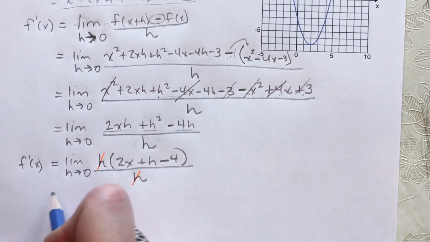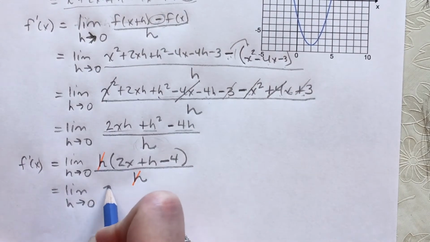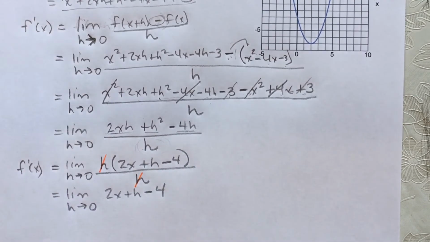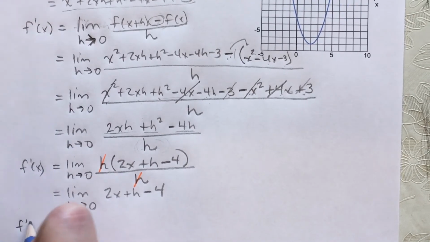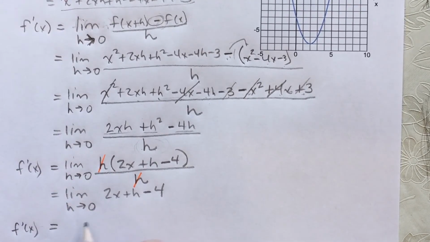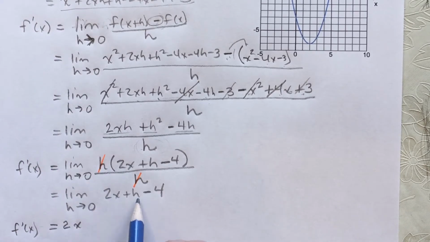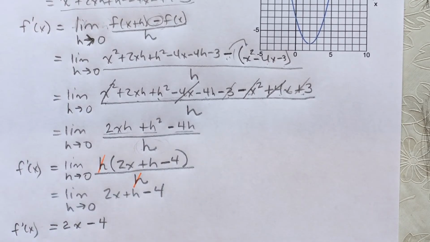And now I've got the limit as h approaches 0 of 2x plus h minus 4. Now my denominator is 1, and I can let h approach 0. So I end up getting that f prime of x is equal to 2x, because that's not affected by h approaching 0, plus 0 minus 4. So f prime of x is equal to 2x minus 4.